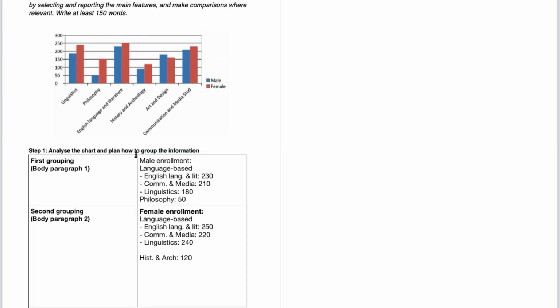And there we have it. That is our step 1. So if you remember from our slide earlier, what we've basically just done is analyzed the chart and planned out how to group the information by organizing the information into 2 groups. We've got our first grouping and our second grouping, and then we found information that stands out. So notice how we didn't talk about things that were mid-range. We just found things that were interesting.